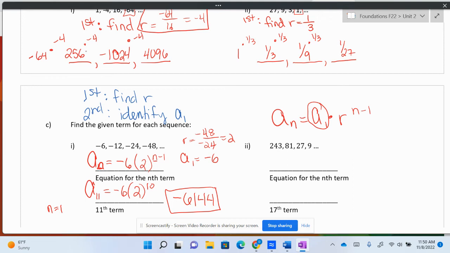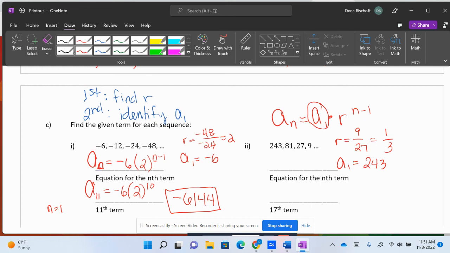So same thing. We have to find R. Gavin Kane, tell me what 2 numbers am I dividing to find R? No, tell me what 2. I'm writing it out. Tell me what 2 numbers do I set up to find R? 9 divided by 27. Turn it into a fraction. Very good. So, what's the first term, Amira? What's the first term? 243. So let's write this equation.